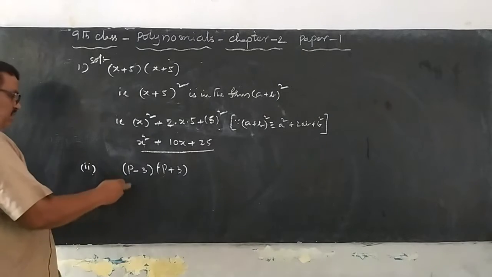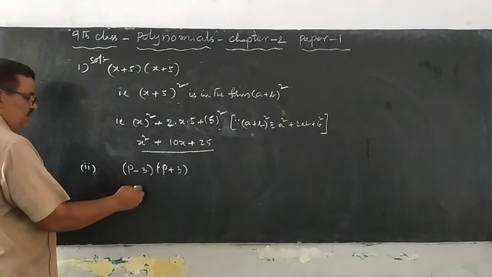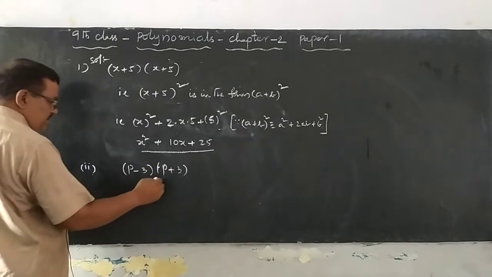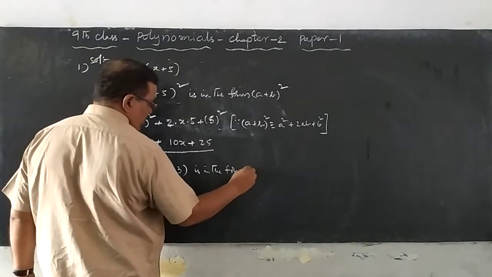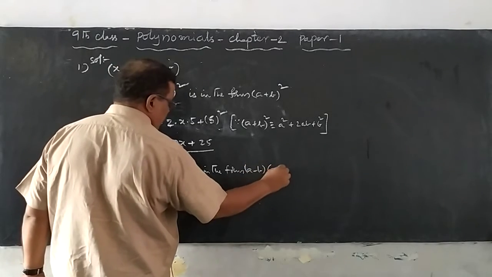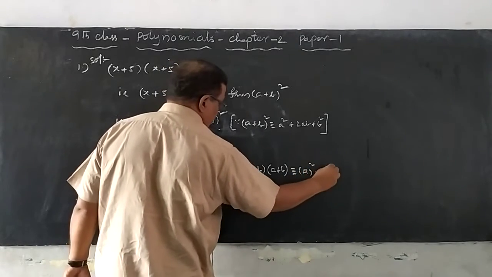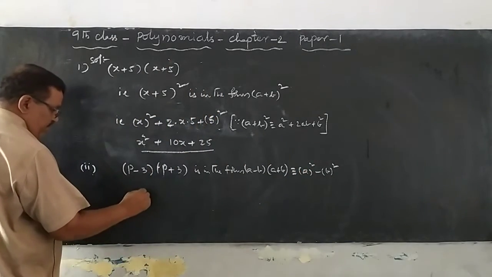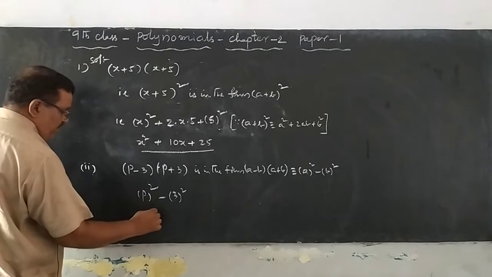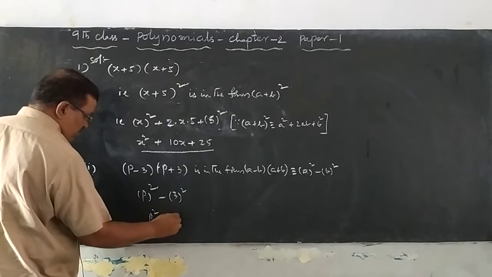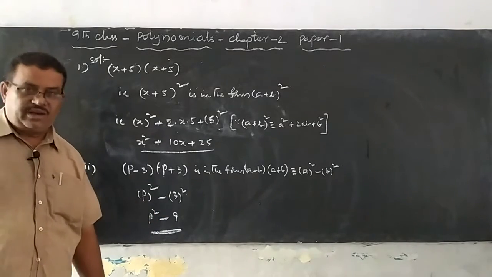Now go through the second one, p minus 3 into p plus 3, which is in the form a minus b into a plus b, that is a square minus b square. A minus b into a plus b is identically equal to a square minus b square. That is p whole square minus 3 whole square. p whole square is p into p, p square. 3 whole square, 3 into 3 is 9. The expansion of that is p square minus 9, children.